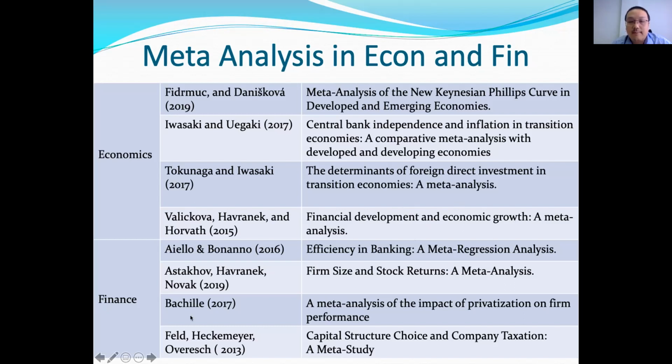With regards to finance, I find this interesting: efficiency in banking, meta regression analysis. The reason why they use meta regression analysis is because they look into what determines or what are the drivers of the efficiency in the banking system. It tests which one gives a significant effect on the efficiency of the banks. The second one, firm size and the stock return. And currently, I'm trying to look into the increasing numbers of fintech companies and the stock return of the banks to see whether fintech is constructive or destructive.